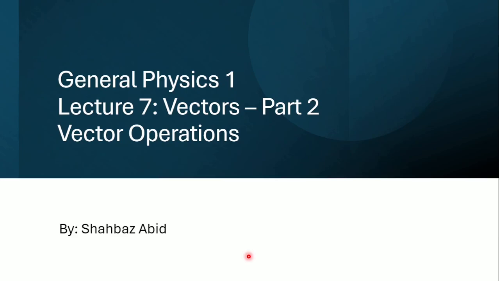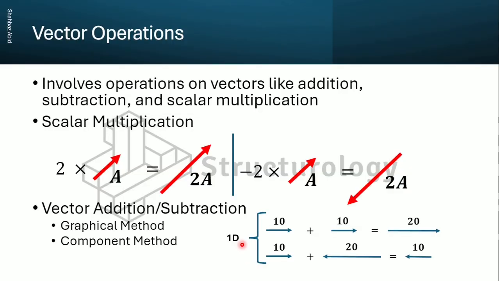In this lecture, I'm going to talk about some of the vector operations. Some of the vector operations involve addition, subtraction, and scalar multiplication. In scalar multiplication, if we multiply a vector by any scalar quantity, it's going to change the length, which means it's going to change the magnitude of that vector. If we multiply by a negative scalar quantity, it's going to reverse the direction of that vector as well.